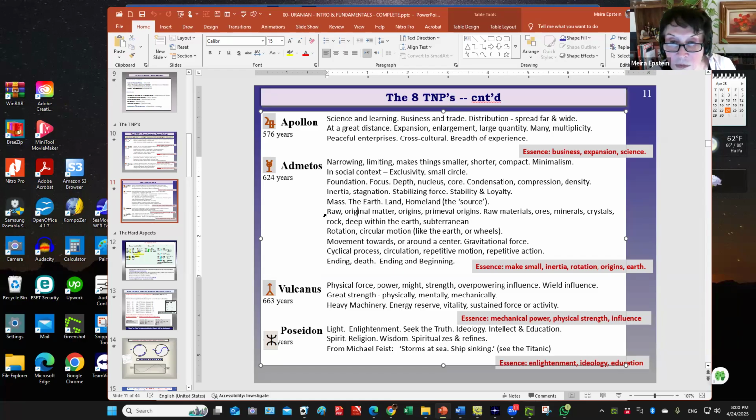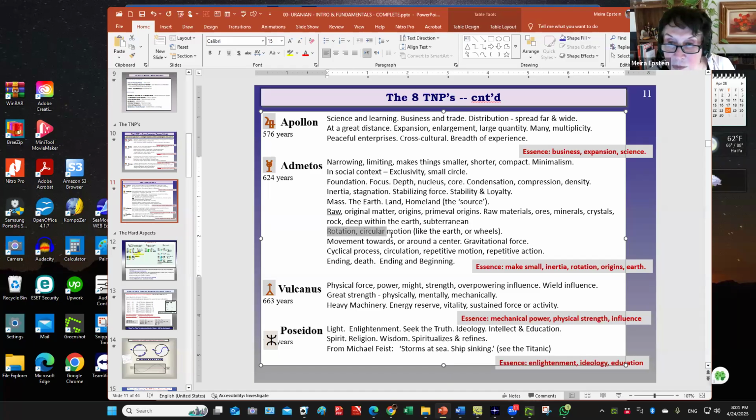Raw means unprocessed, in its original state. So this is originality, but ancient, not just recent, primeval, ancient, raw material, all that is. So raw is a wonderful, wonderful keyword here. Okay.